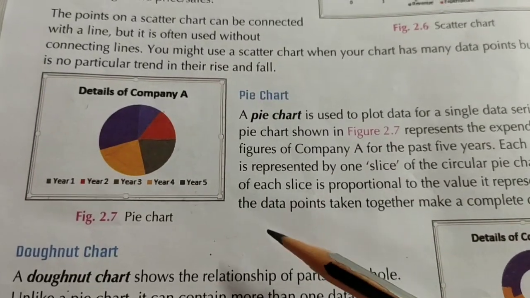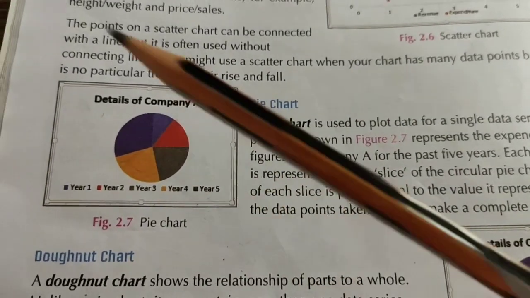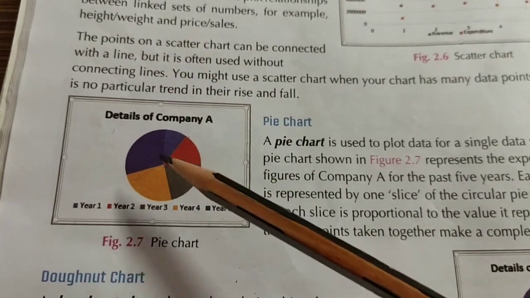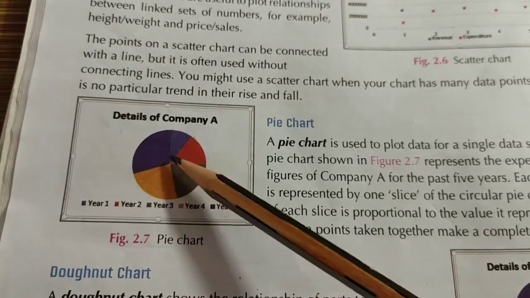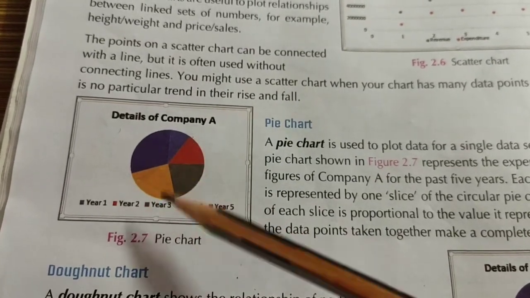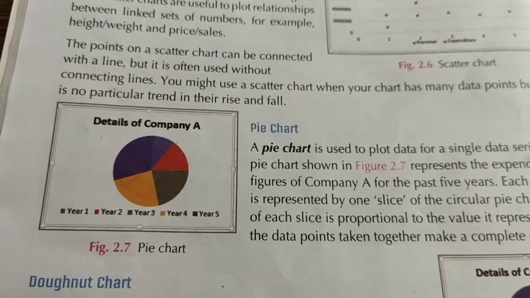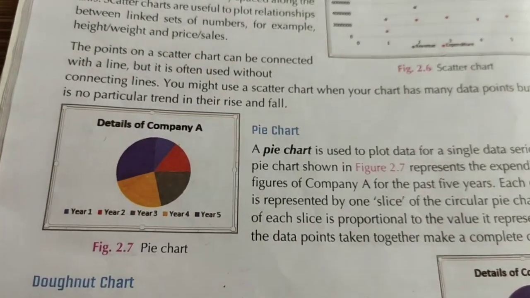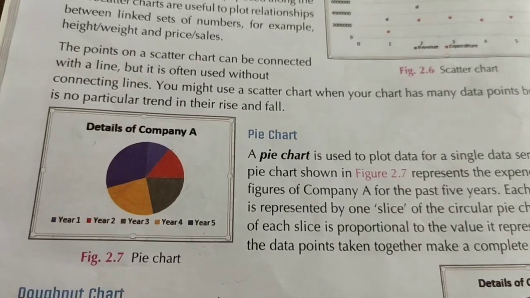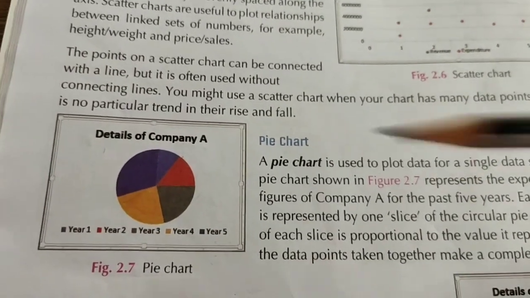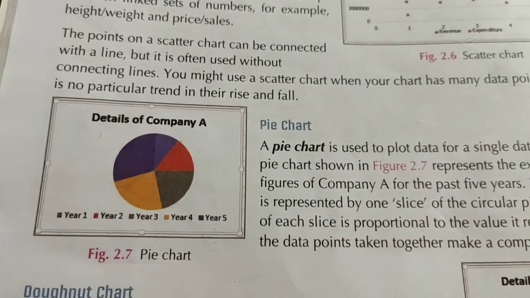The next one is the pie chart. A pie chart is a circular graphic which is divided into slices. These are all the slices, and this is what we call a pie chart. I will show you in practical how to create all the charts in Excel. Now this is all about the pie chart.